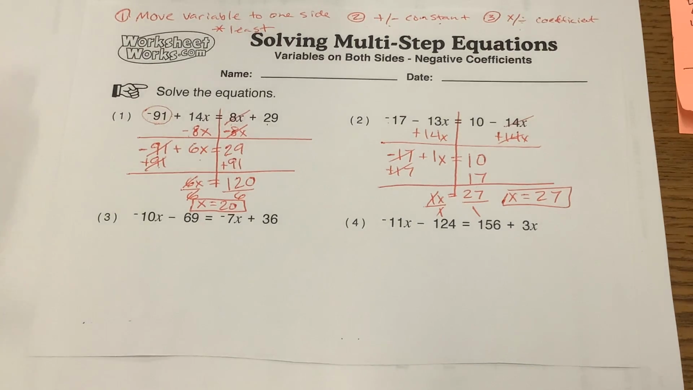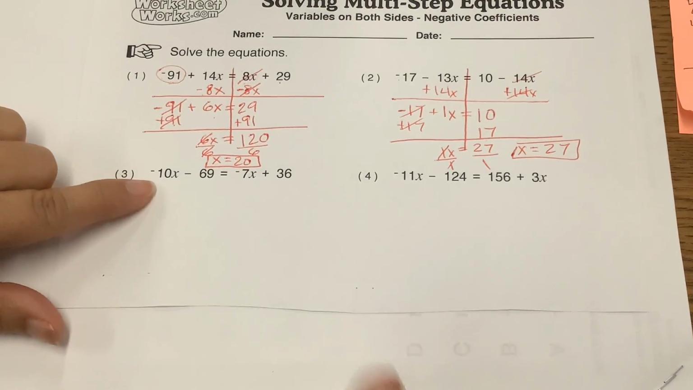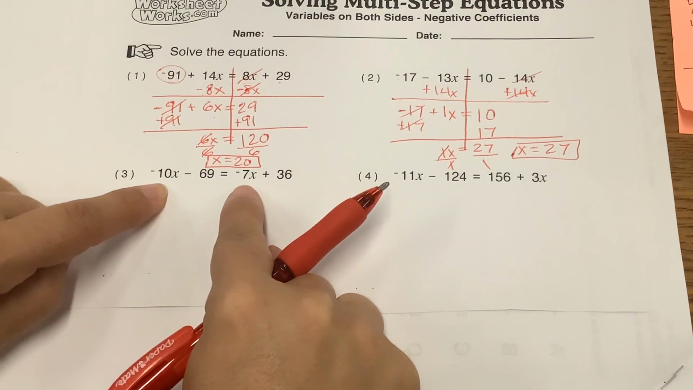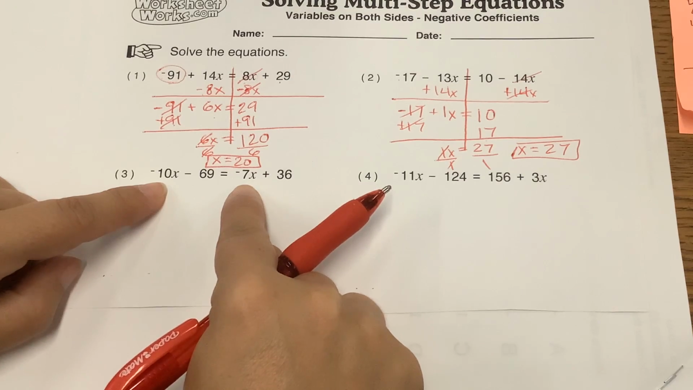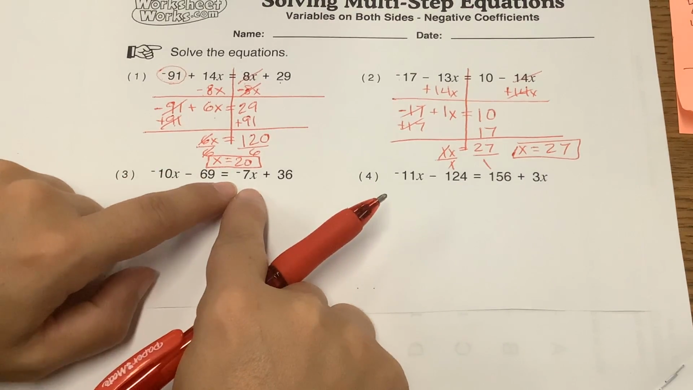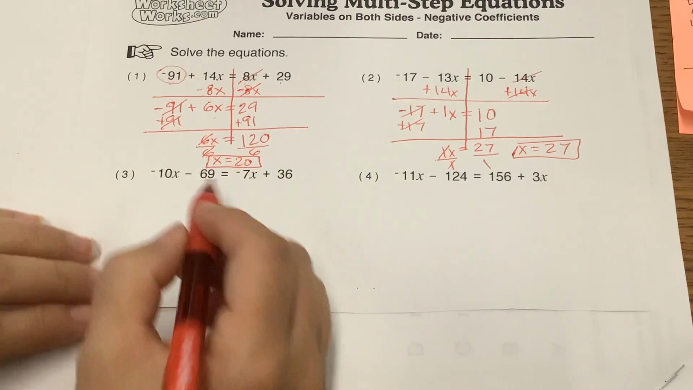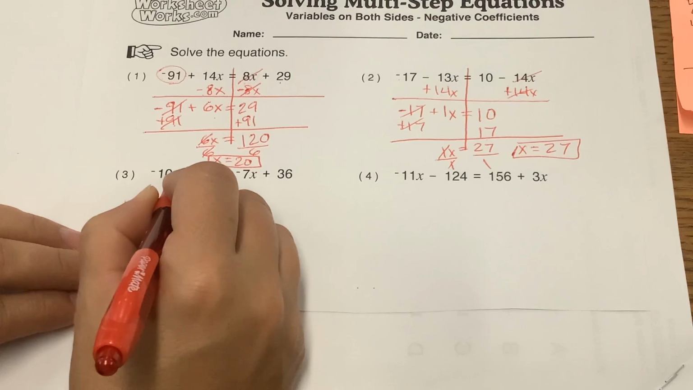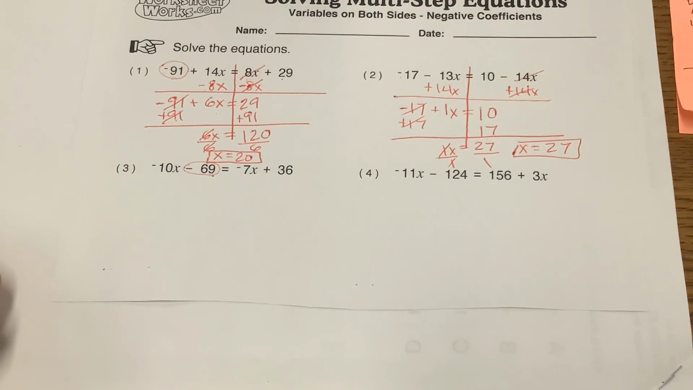Okay, just to get you started with number 3, which one would we move first? Would we move the negative 10 or the negative 7? Negative 10. And we will show that by adding 10 underneath the 10x and adding 10 under the negative 7x. Be careful with your signs. This is a minus 69, but when you move it on its own, you'll have a negative 69. Okay, so go ahead and take a few minutes and do number 3 and number 4.